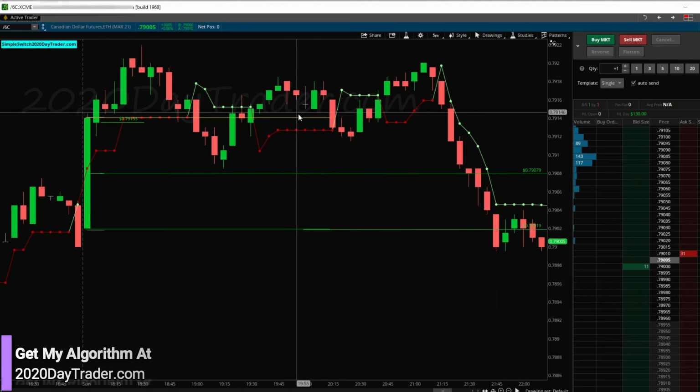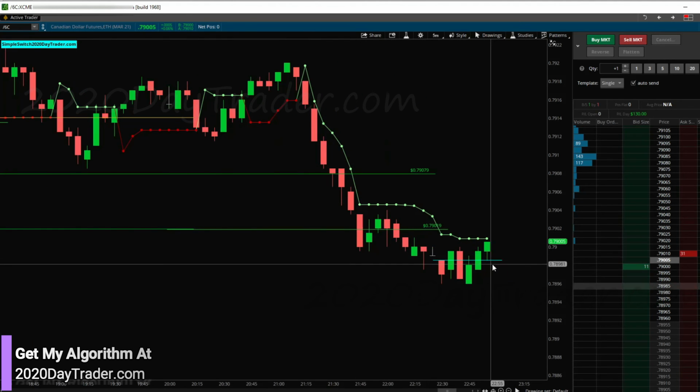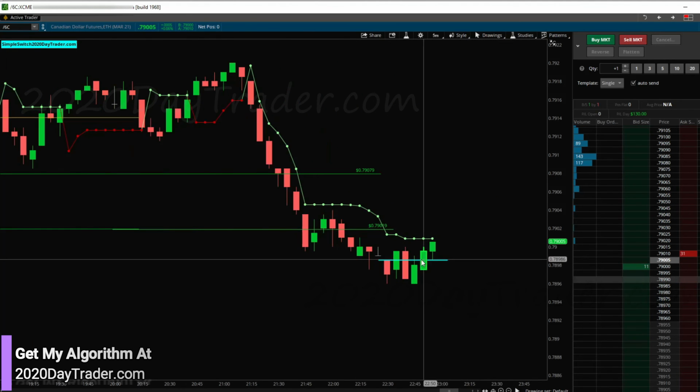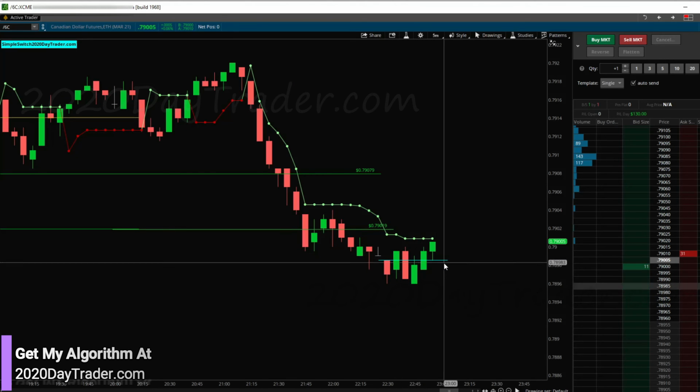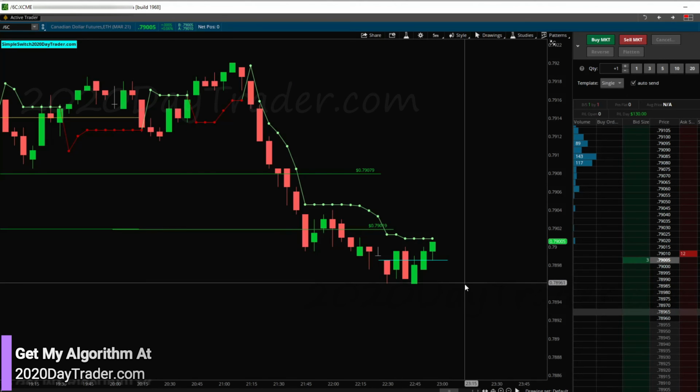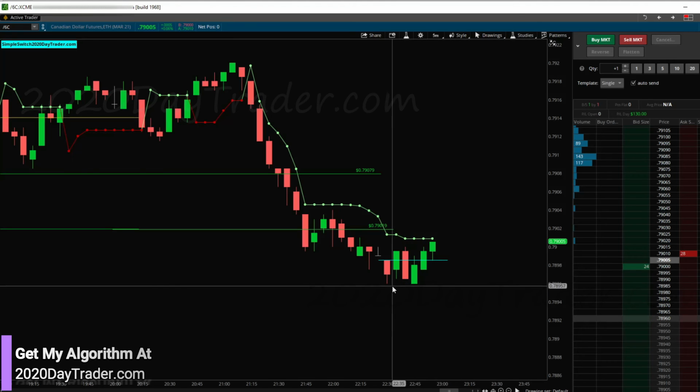So pretty nice from an entry up here to an exit all the way down here. Pretty sweet. What would happen sometimes is this would start to build a base like this, and then this would roll back over, and then we'd have a red candle down here that would close below these.